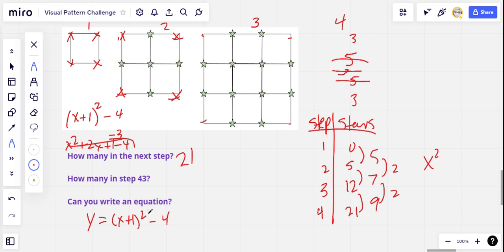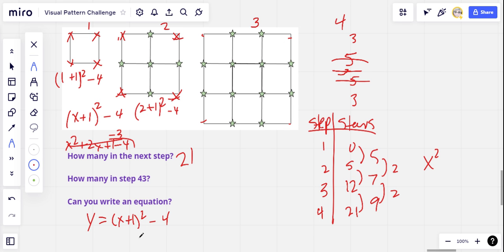But let's test this. Let's make sure. So in step 1, that would be 1 plus 1, quantity squared, minus 4. Well, that would be 1 plus 1 is 2, squared is 4, 4 minus 4 is 0. Yes, that's how many in step 1. Here we'd have 2 plus 1, quantity squared. That'd be 3, 9, minus 4 is 5. Yes, and you can go ahead and test that with 3 and with our prediction for step 4. I think you'll find this works well.